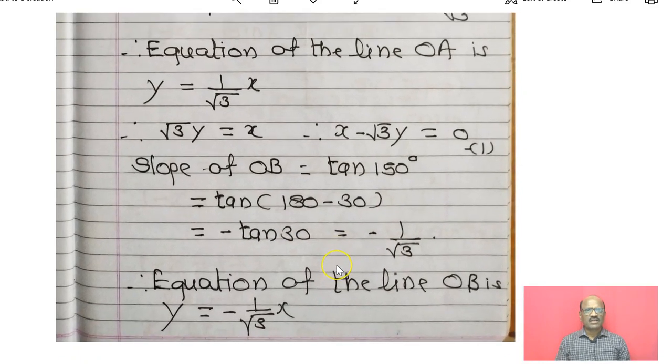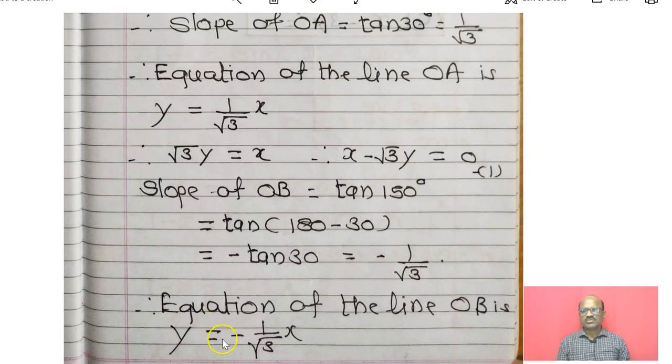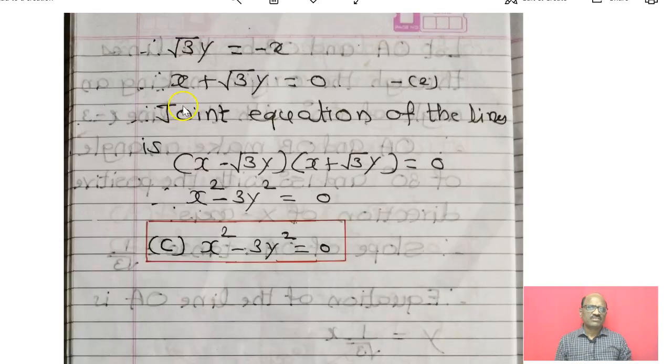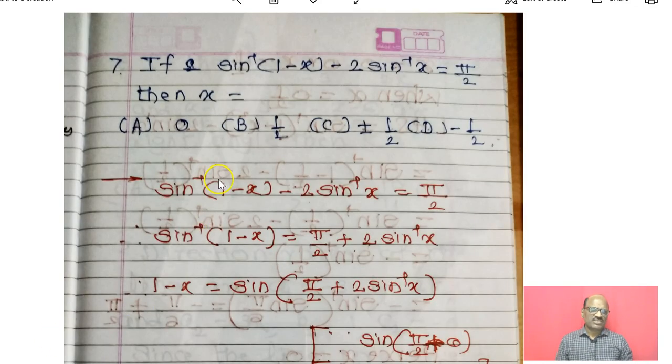Therefore, the equation of the line OB is y = −(1/√3)x, that is x + √3y = 0. So the second equation is x + √3y = 0. Therefore, their joint equation is (x − √3y)(x + √3y) = 0, that is x² − 3y² = 0, and hence option C is the correct one. Now, the next question is also an easy one.